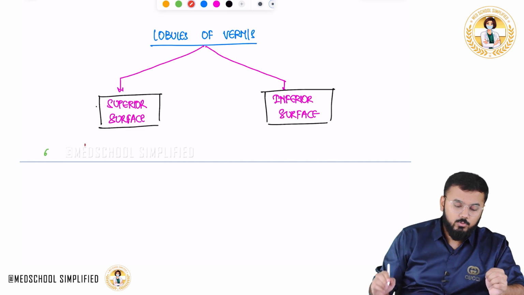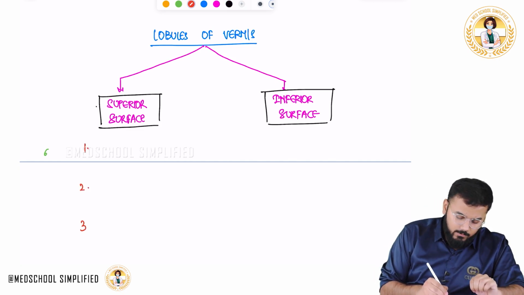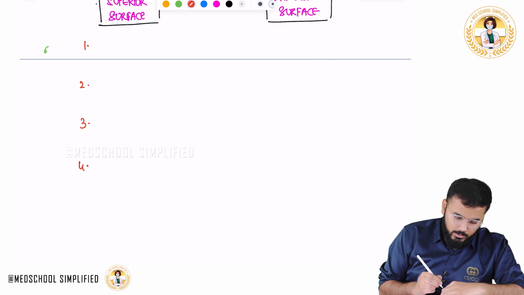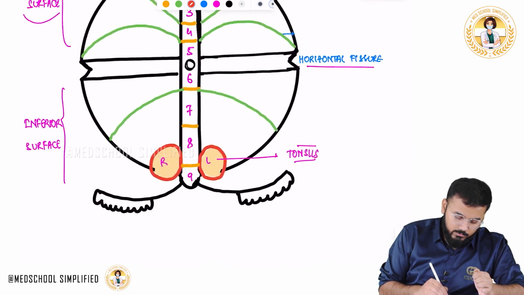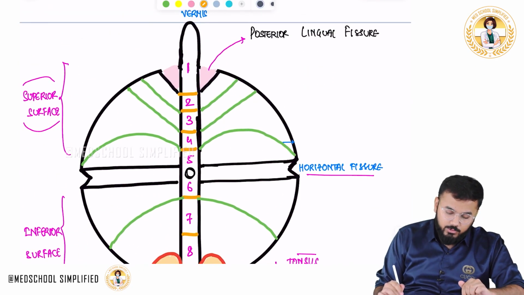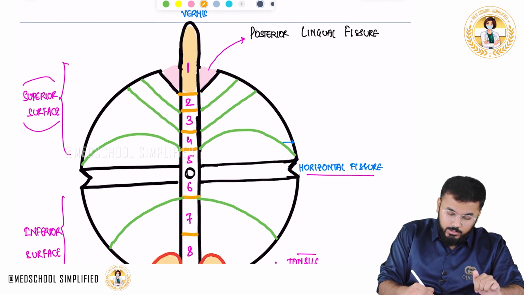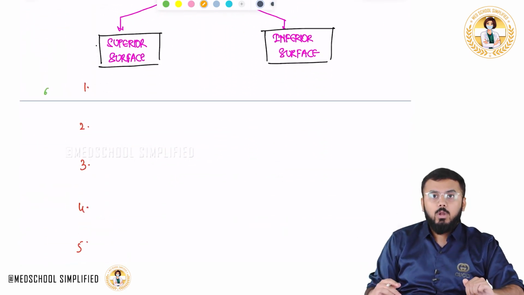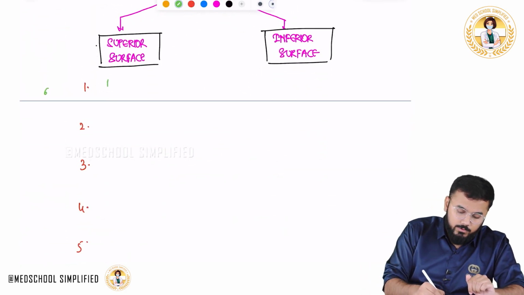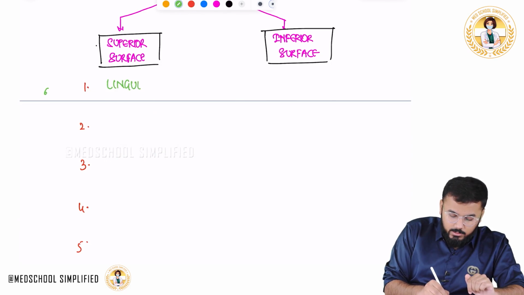So what are the superior surface lobules? Let us say 1, 2, 3, 4 as well as 5. This first one, you see, is called lingula. What is this first one called? This first one is called lingula.